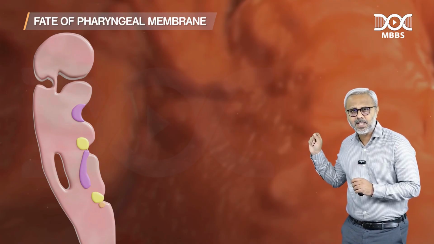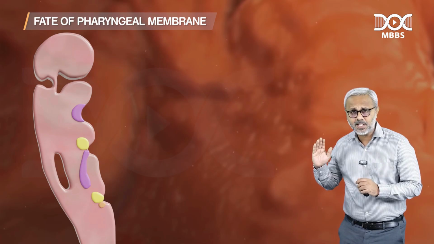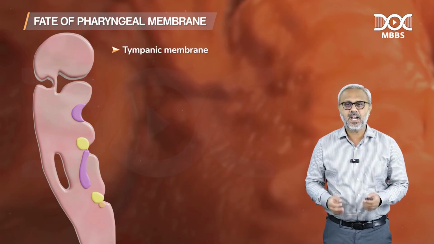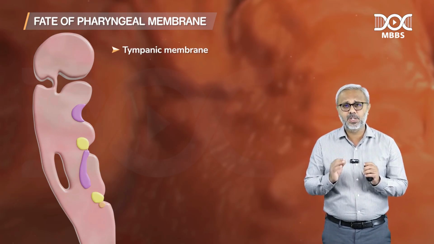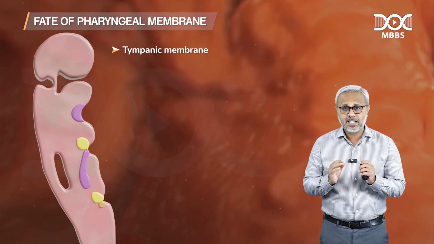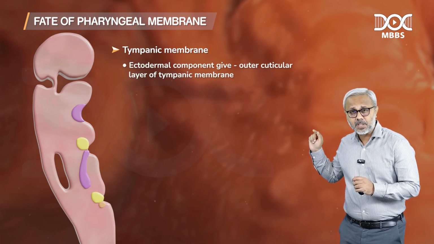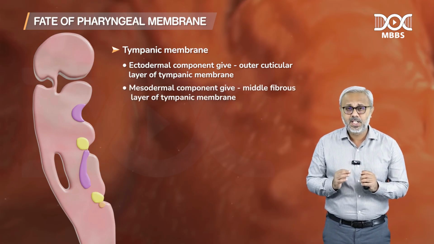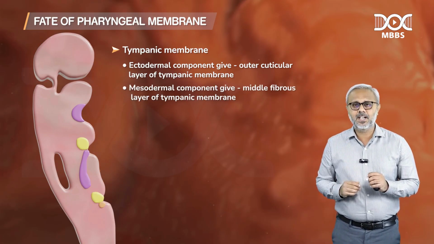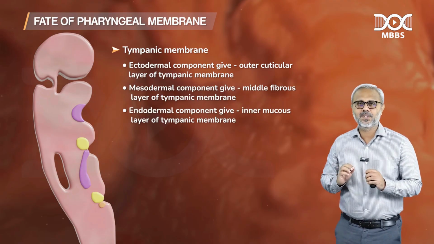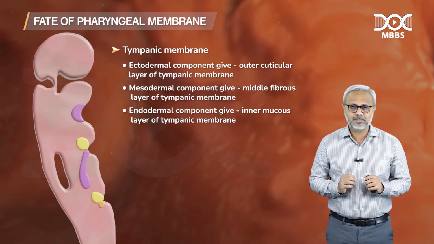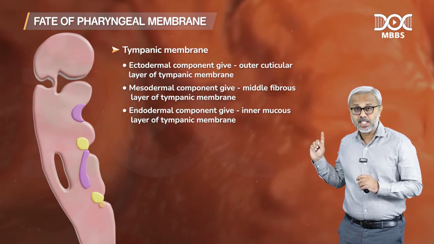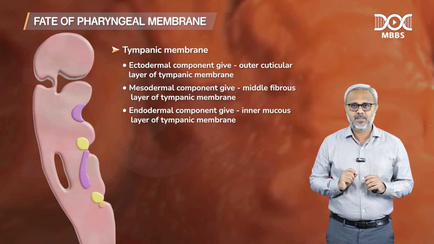So there is a thin membrane separating external acoustic meatus and the middle ear. And what should be that membrane? Tympanic membrane, right? So the pharyngeal membrane gives rise to tympanic membrane. First pharyngeal membrane gives rise to tympanic membrane. The ectodermal component gives rise to the outer cuticular layer. The mesodermal component from the arch gives rise to the middle fibrous layer, and the inner endodermal component gives rise to the inner mucous layer of tympanic membrane, right? So this is how the tympanic membrane develops from all the three germ layers in the pharyngeal membrane.